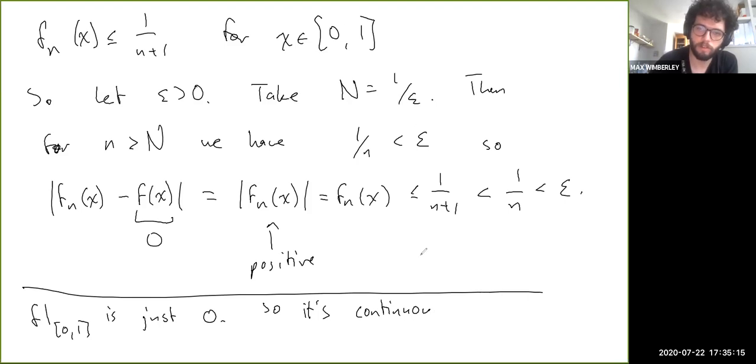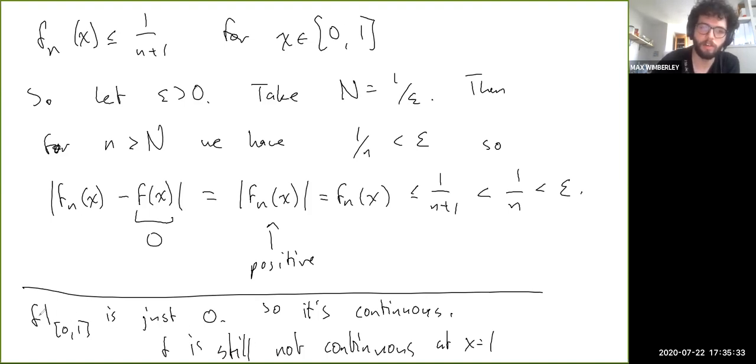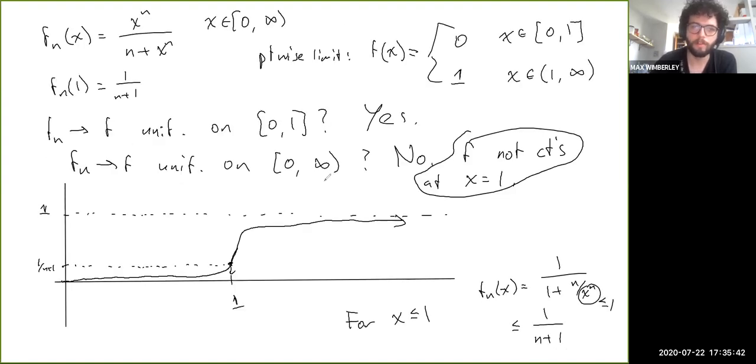So the restriction is just continuous, right? But f is still not continuous at x equals 1. Even though x equals 1 is part of the domain of the restriction, the discontinuity goes away because you've eliminated all the values of f that are far away from 0. So f is not continuous at x equals 1, so that automatically means this convergence can't be uniform. Okay? Any questions?